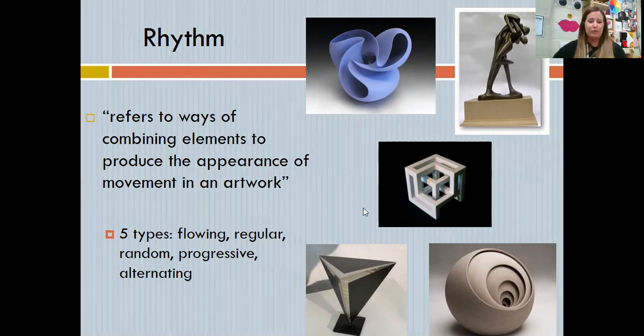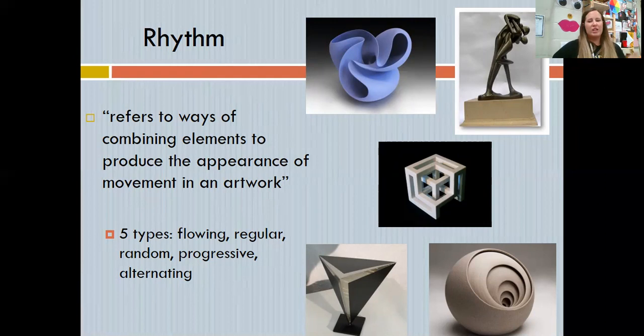All right, progressive rhythm. This is going to be our bottom right-hand example. Progressive means you're going to have a gradual change in something. So for example, this sculpture here, you'll notice it goes from a large circle and progressively gets smaller as we work our way down. All right, and the last type of rhythm is going to be alternating.